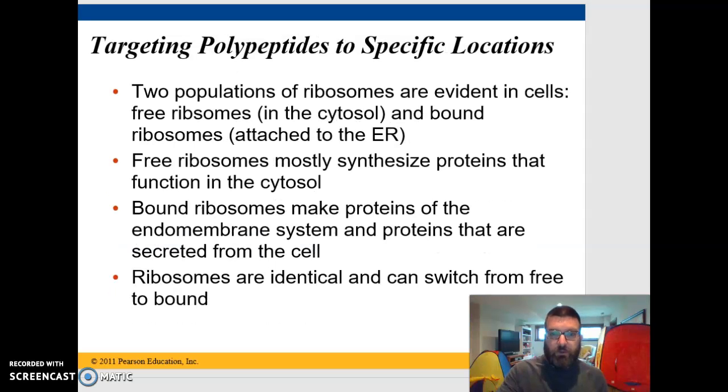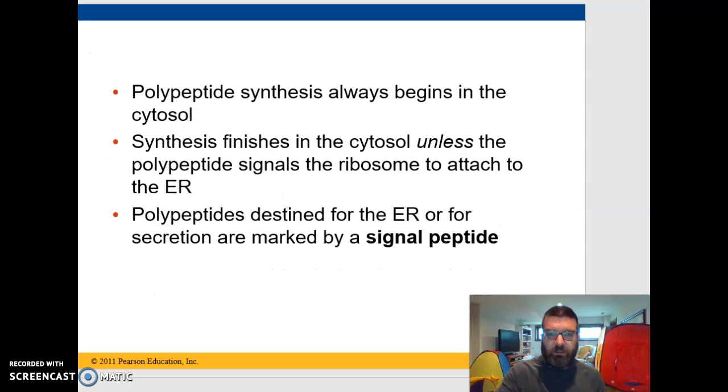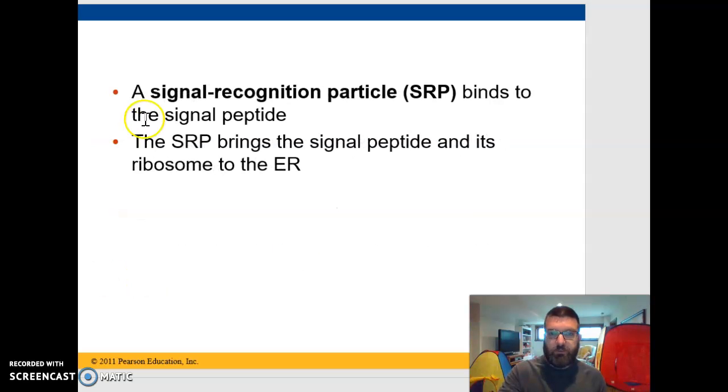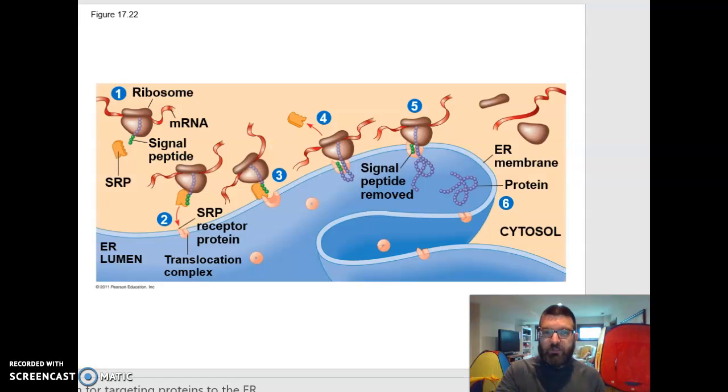Right? So if you take a look, there is something called a signal peptide on the mRNA that will mark it for rough endoplasmic reticulum destination rather than being free-floating. That signal peptide binds to a signal recognition particle, which brings it over to the ER, probably using microtubules. So this is what that looks like, right?